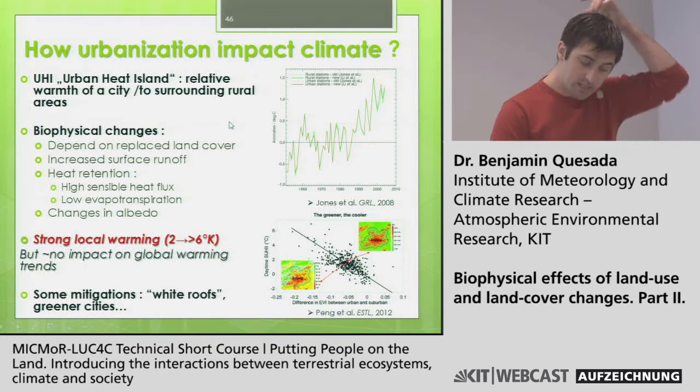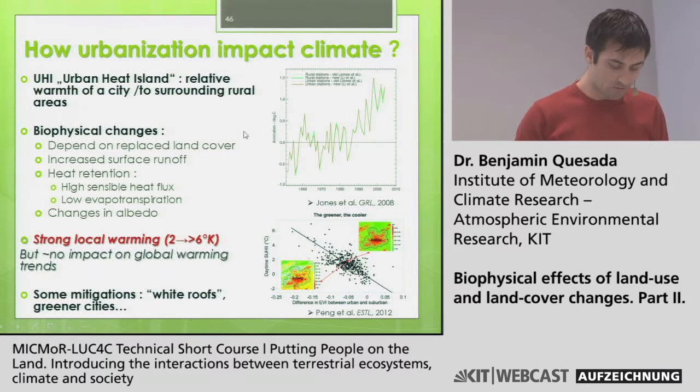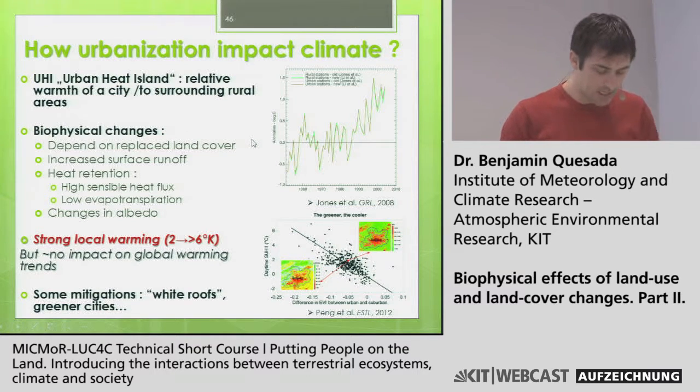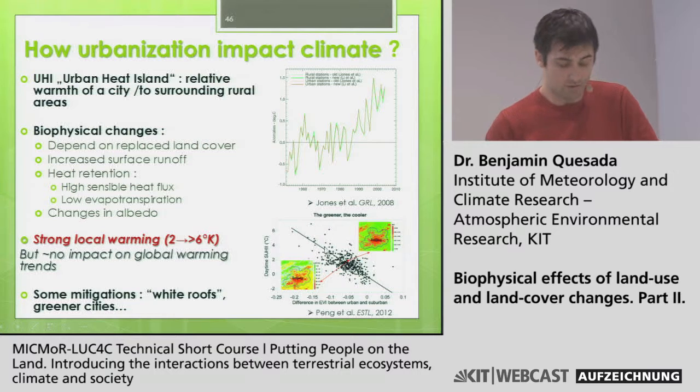Of course, we can think about some mitigations for these strong local warming effects, like white roofs. I don't present it here, but white roofs increase the albedo, so they decrease the surface temperature. And we can also think of greener cities, so green areas, forests in the cities. In general, the prevailing paradigm is that when you increase the greenness, as here with EVI, an index of greenness, you decrease the daytime temperature in the city, and quite strongly. So the prevailing paradigm is that the greener, the cooler for the urban heat island.